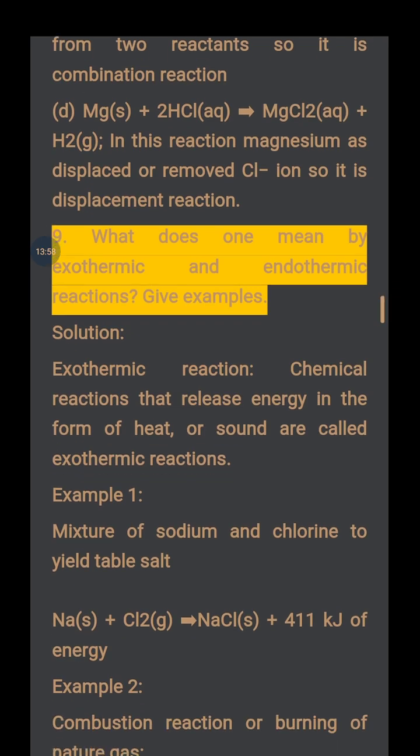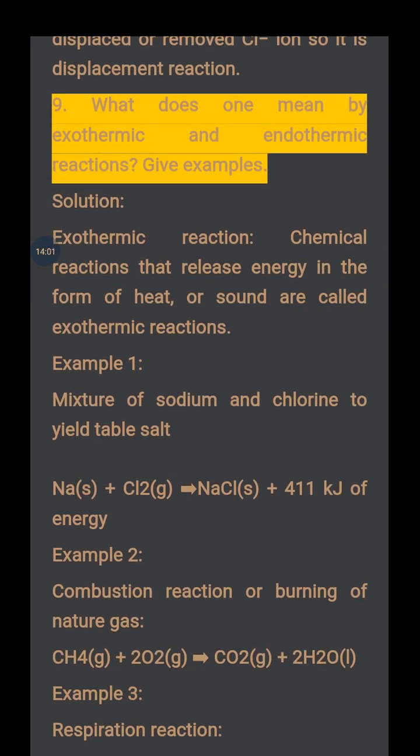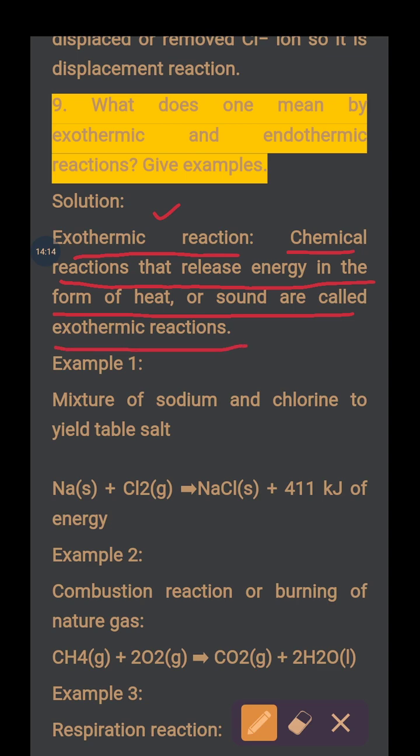Now come to another question. Question number 9: what do you mean by exothermic and endothermic reaction? Give examples. You have already studied the exothermic reaction. Chemical reactions that release energy in the form of heat or sound are called exothermic. Look, here is the word EX. EX means exit, right? So the exit of energy in the form of heat and sound is called exothermic. The reaction in which energy is released is known as exothermic.